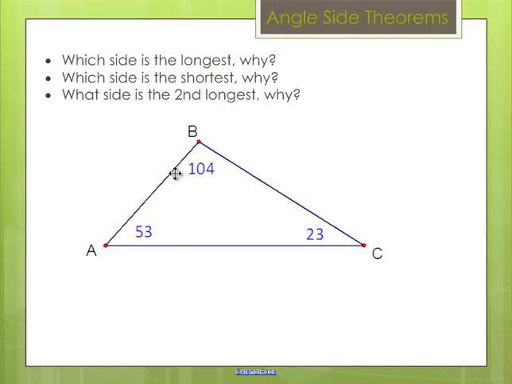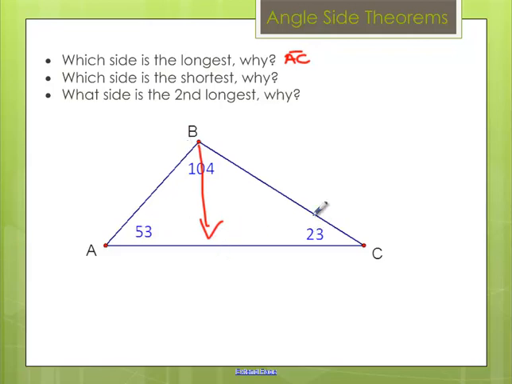So, the angle side theorem is saying that the biggest angle matches the biggest side. If you look down here, angle B is the biggest. It's 104 degrees. It's actually an obtuse triangle, and because all the angles are different, this is an obtuse scalene triangle. But since angle B is the biggest, that corresponds with the side across from it. So AC is the longest side.